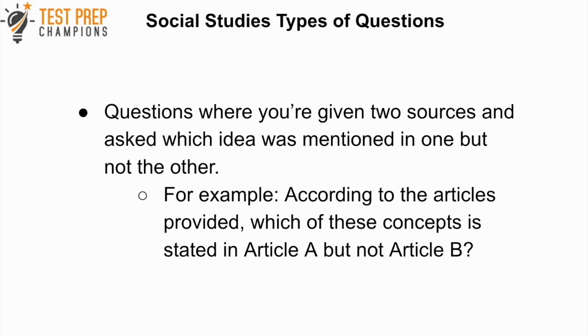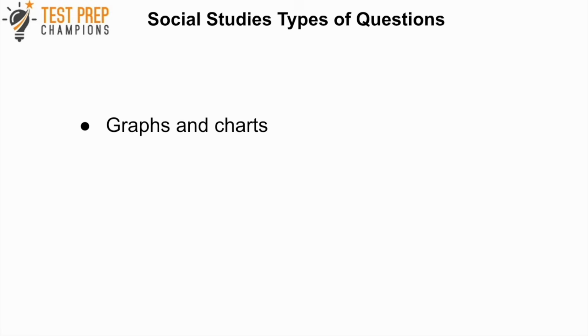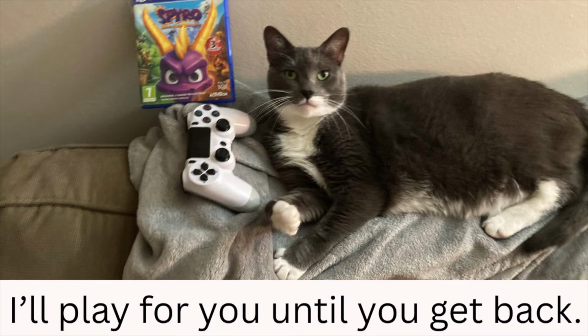The test might also have questions where you're given two sources and asked which idea was mentioned in one but not the other. So for example, according to the articles provided, which of these concepts is stated in Article A but not Article B? Now, when you're reading a passage or article, you might get questions about the writer's point of view. Also, you could get questions about propaganda and bias. Questions with graphs and charts.